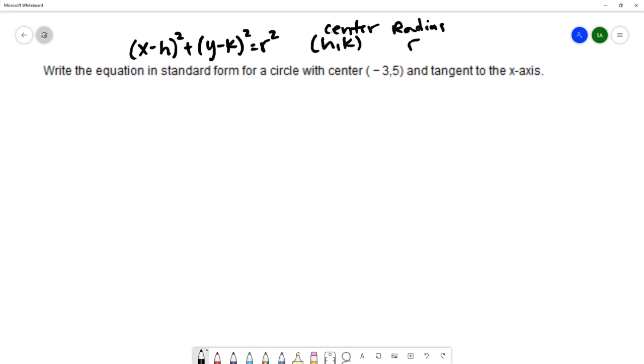Now we are given the center of the circle to be (-3, 5), so that means we know the values of h and k. The only other value we need to find the standard form of a circle is the radius. Hopefully this other information about being tangent to the x-axis will tell us what that radius is. So let's understand what it means for a circle to be tangent to the x-axis, and we'll do that with a picture.